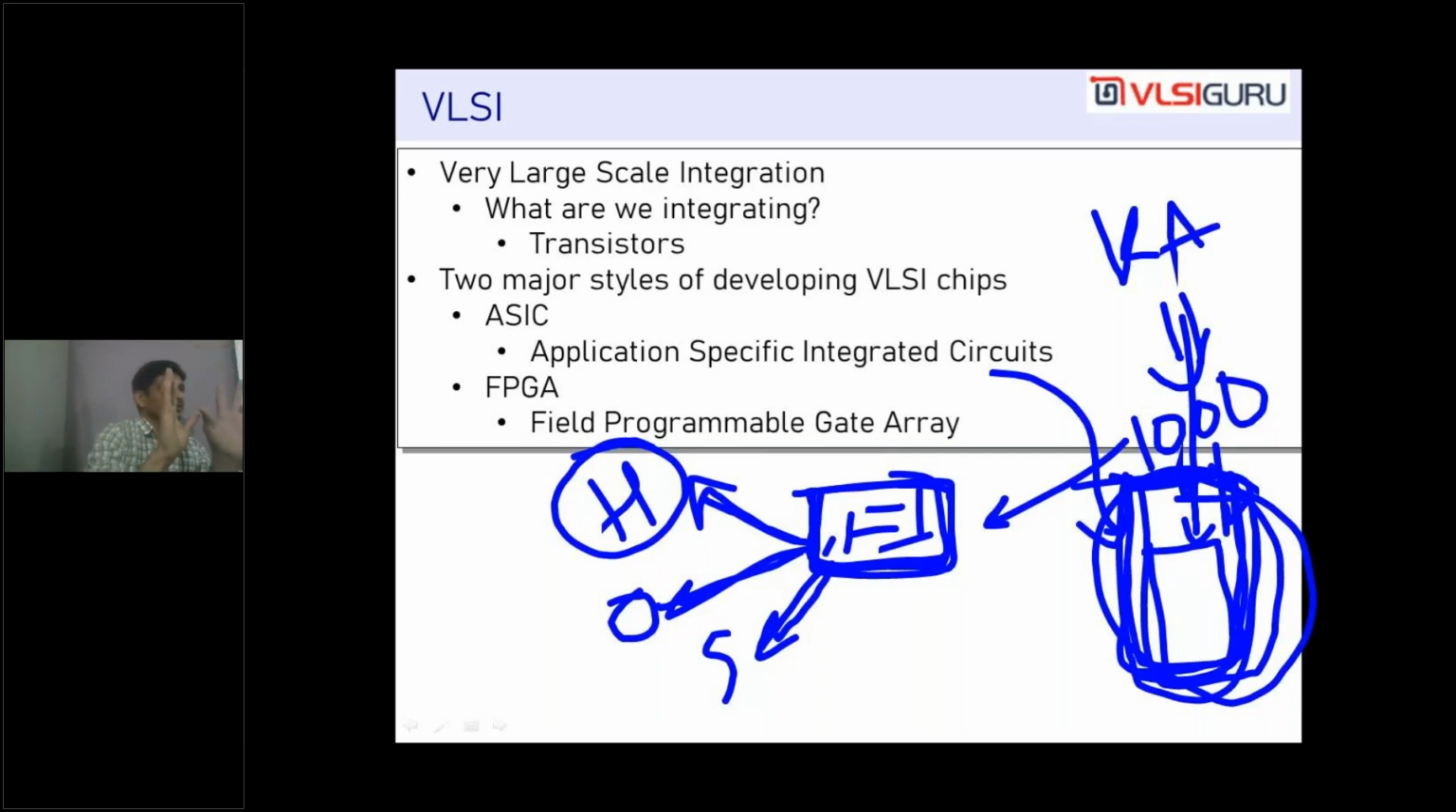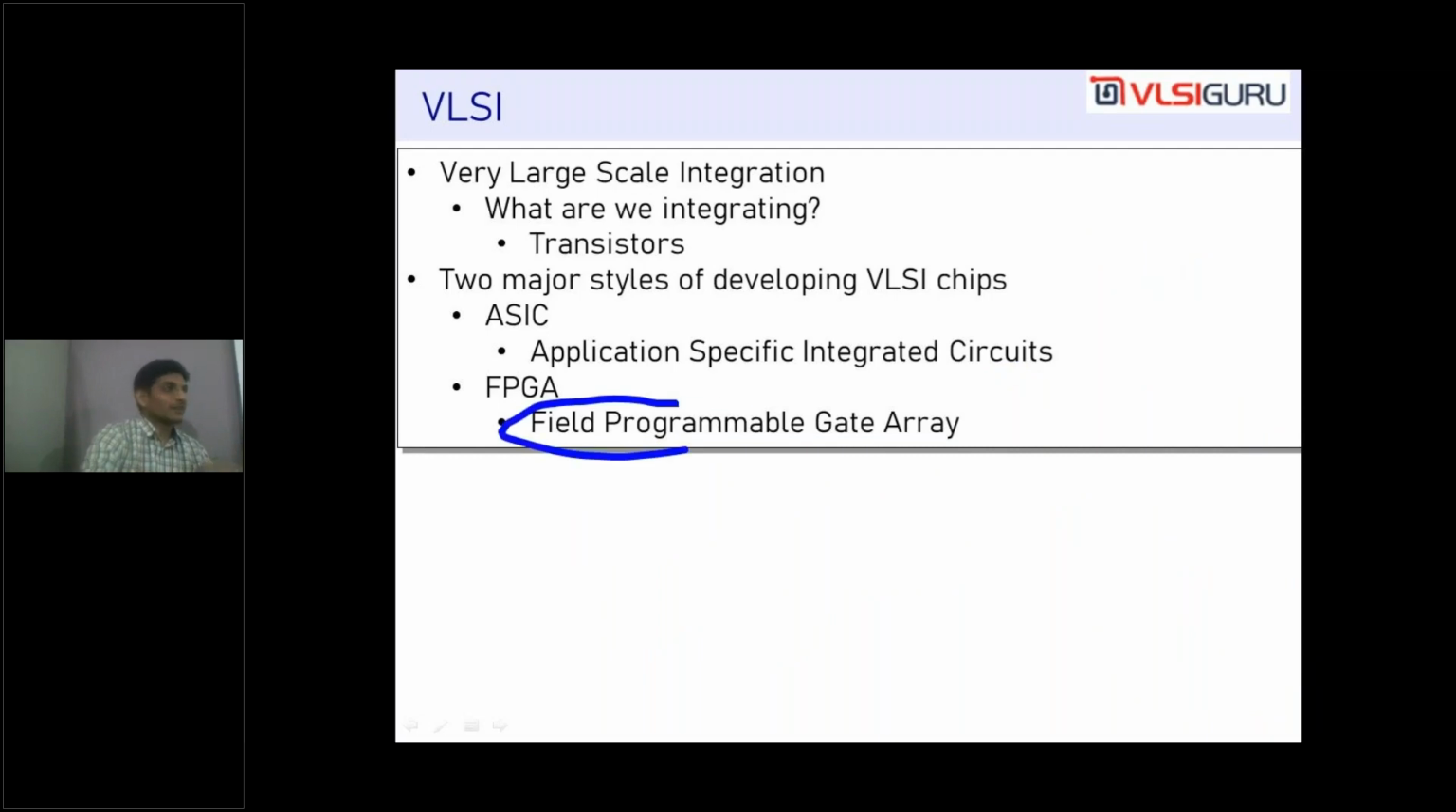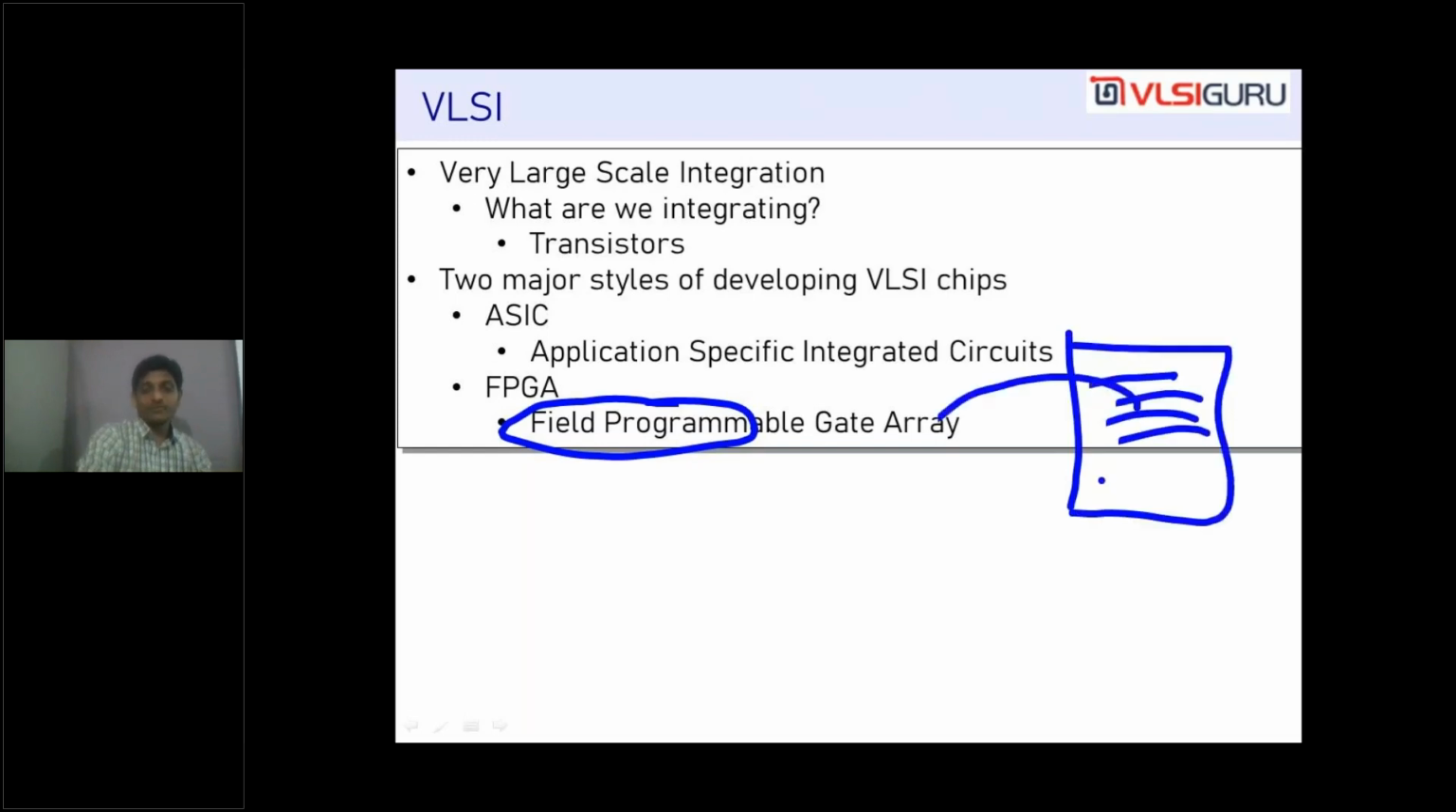But the basic concept is what? You already have the thing fabricated. On that you implement what you want. That is called what? Field programmable. Why is the term field programmable coming into the picture? Field means what? Not the football field or anything. It is a circuit which is already there. You program it to behave as you want.